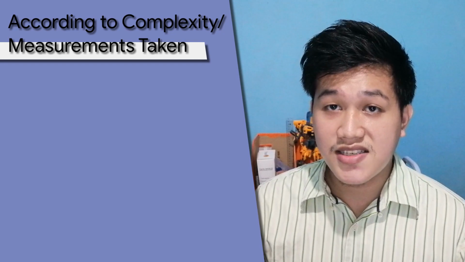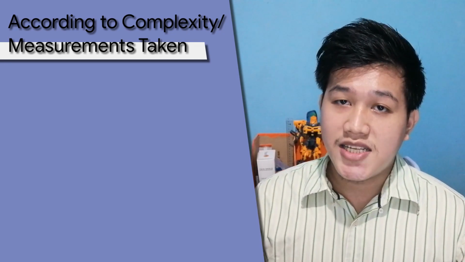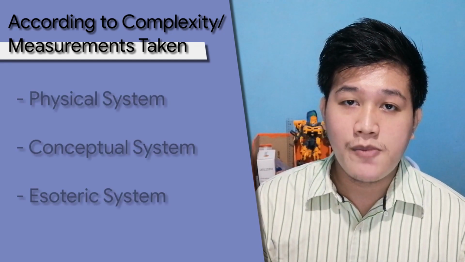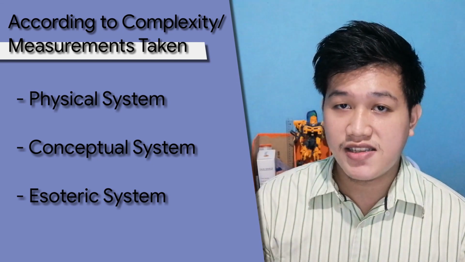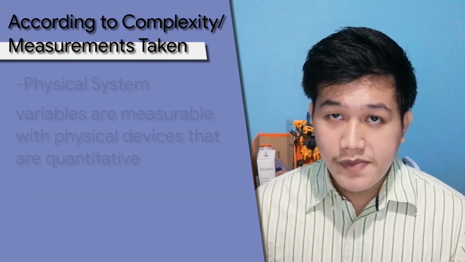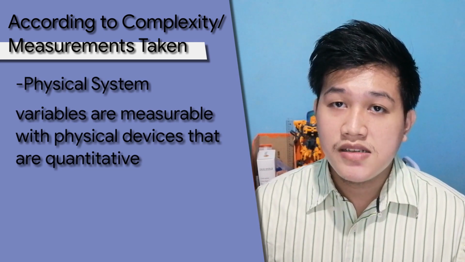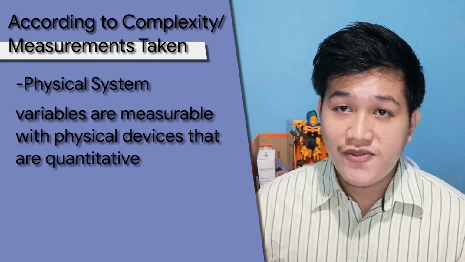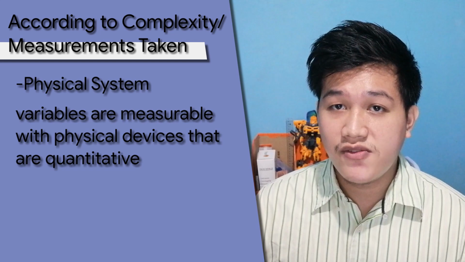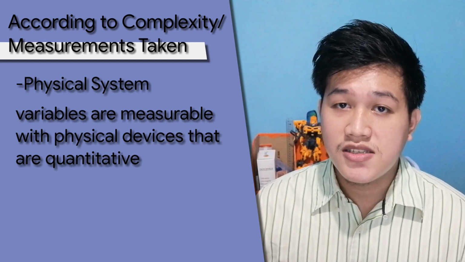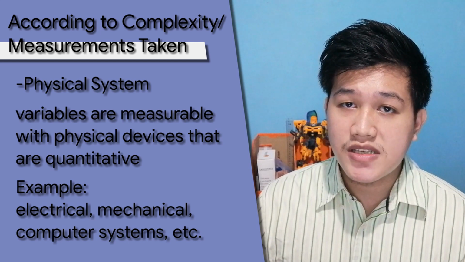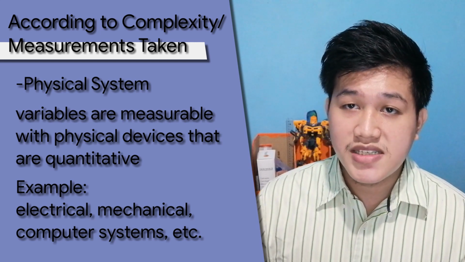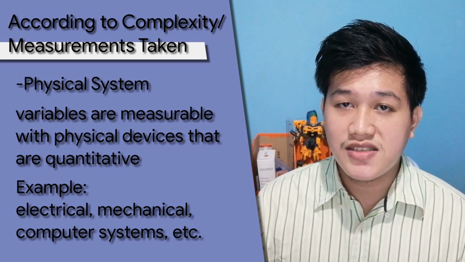The second classification is according to the complexity of the system. Systems can be classified on the basis of complexity, which is physical, conceptual, or esoteric. First up in the complexity are physical systems. They can be defined as systems whose variables can be measured with physical devices that are quantitative, such as electrical systems, mechanical systems, computer systems, hydraulic systems, thermal systems, or a combination of these systems.